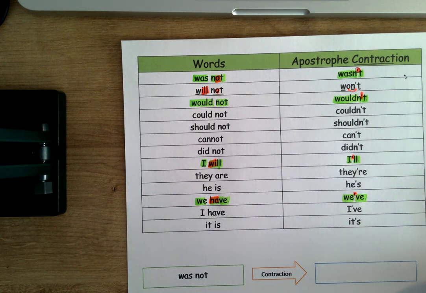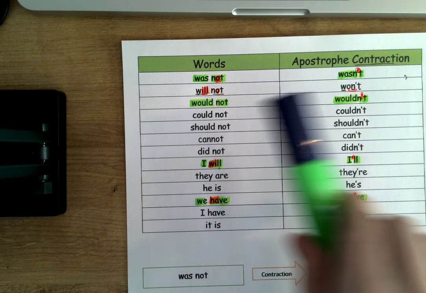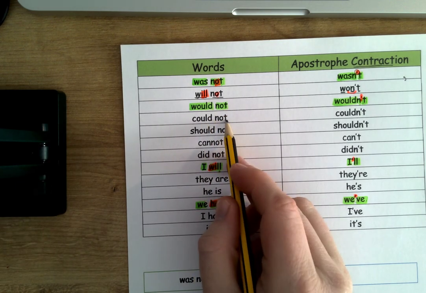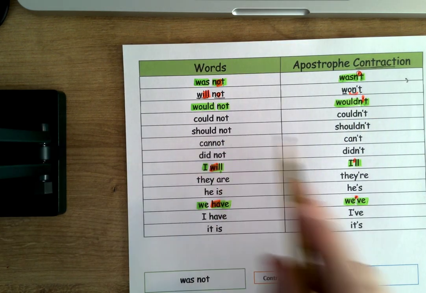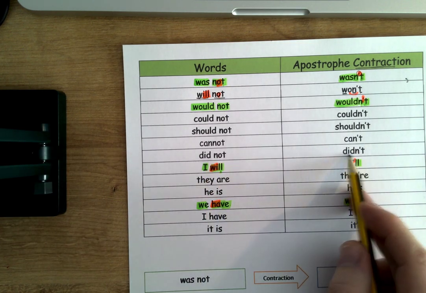All you have to do is practice, and the more you practice coming across it, the better you'll get at recognising it. So will not becomes won't. I'm going to go through the rest of them. Could not becomes couldn't. Should not becomes shouldn't. Cannot becomes can't. Did not becomes didn't.